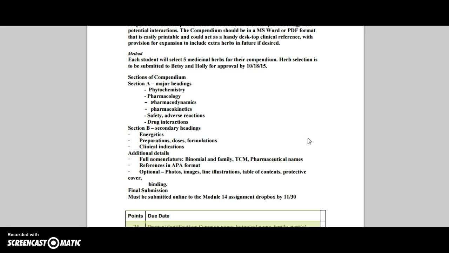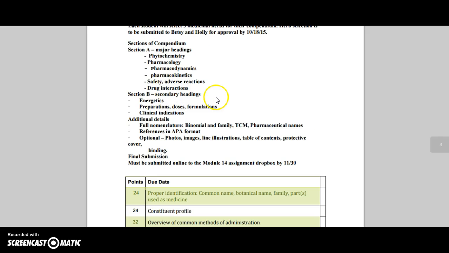So each herb for your compendium is going to be essentially an extended monograph, and there's several sections of required information that I want to go over to be included for each herb. So Section A, the primary headlines are phytochemistry, so what are the main constituents, secondary metabolites in this herb, pharmacology, focusing on the pharmacodynamics and pharmacokinetics of this herb, so how does the body break down the herb and what are the primary actions and effects that this herb has within the body.